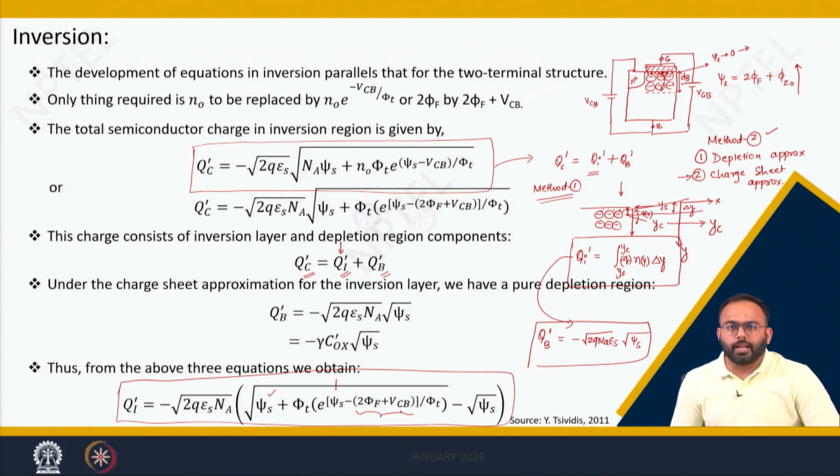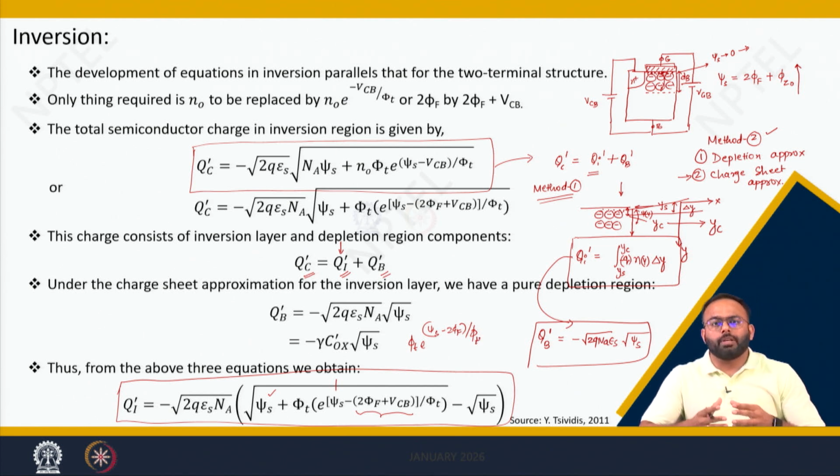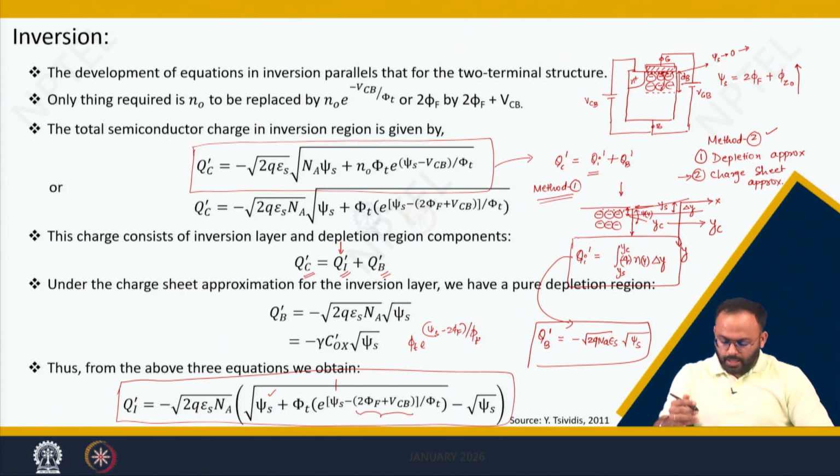This point you should take care of, because in earlier two terminal MOS the equation was phi t e to the power of (psi s minus 2 phi f) over phi t. But here, as we have already discussed, the moment you insert Vcb, ultimately surface potential should fight against 2 phi f plus Vcb. So, ultimately the attractiveness of the surface can be defined by how much surface potential is greater than your Vcb.